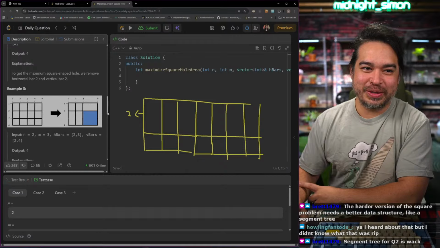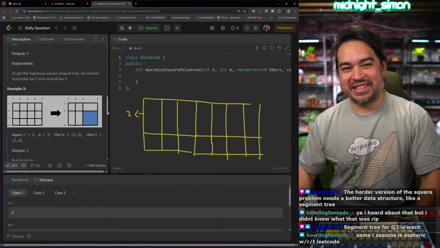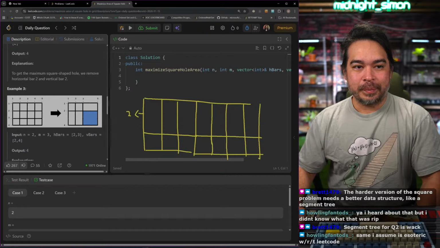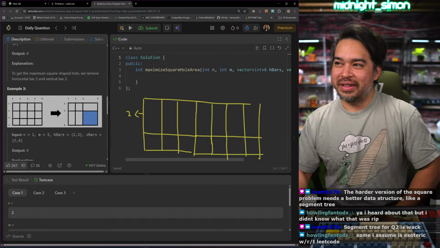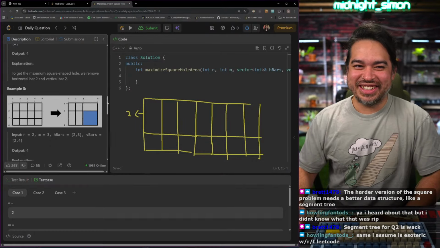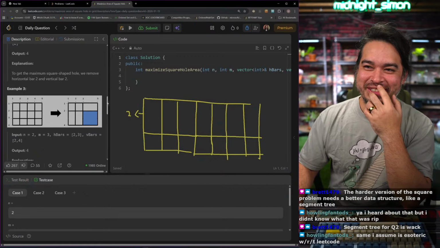Segment tree for Q2 is whack. That's what I think too, man. But I think I've seen segment trees on Q2s. I assume is esoteric with regards to LeetCode. Yeah, I don't know. I don't even know what that really means. But I think you're saying it doesn't matter for LeetCode. But I think it does these days, man.